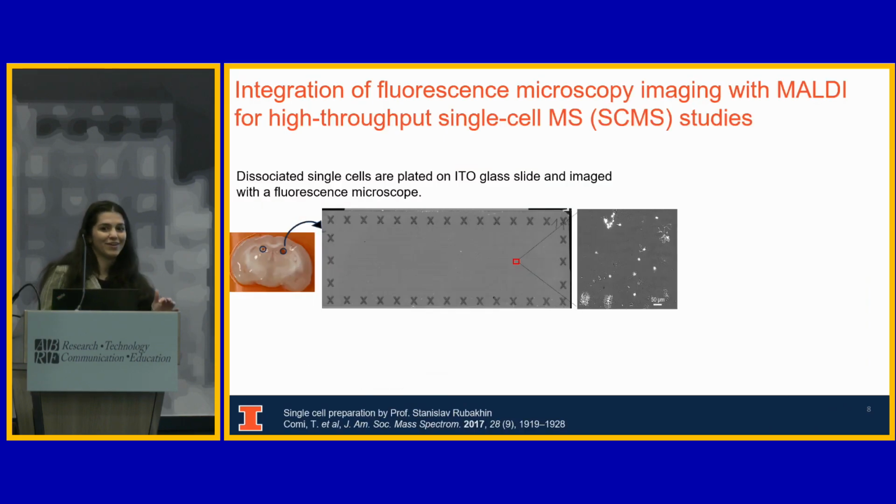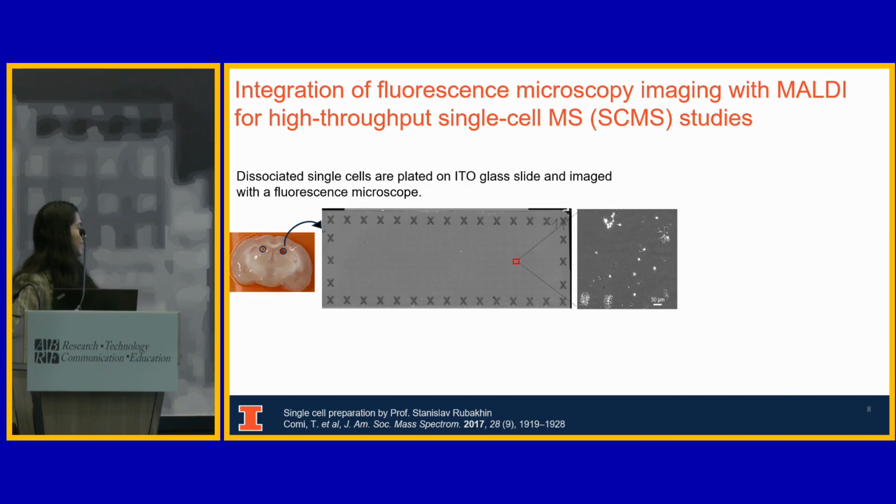Okay, so now I'm going from tissue level to single cell scale, and in order to do that, I am introducing you guys to a fluorescent microscopy guided single cell mass spectrometry. This is very high throughput, and this is how it works.